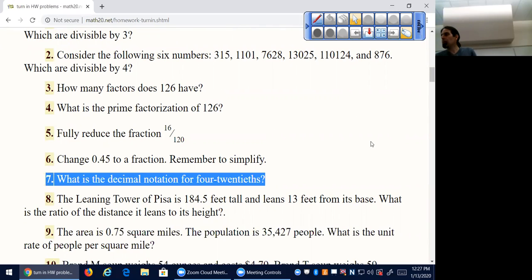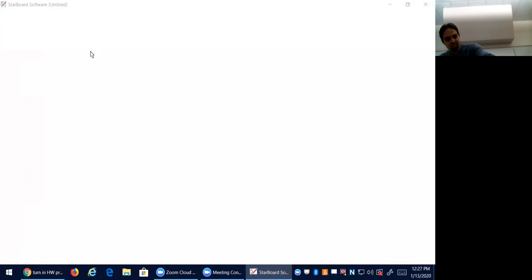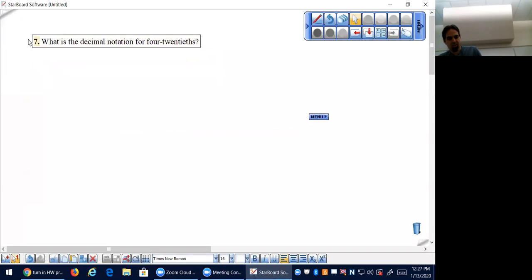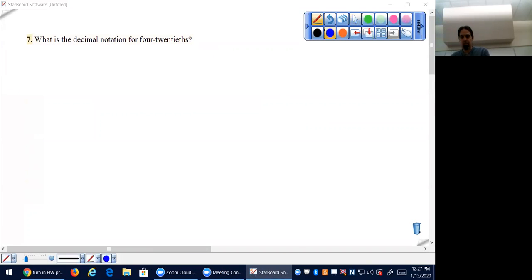Decimal form for 4/20ths, that one? Okay, two ways to do this. If you are annoyingly clever, you'll notice I can change 20 into 100. How do I do that?